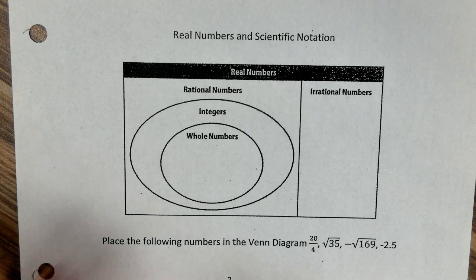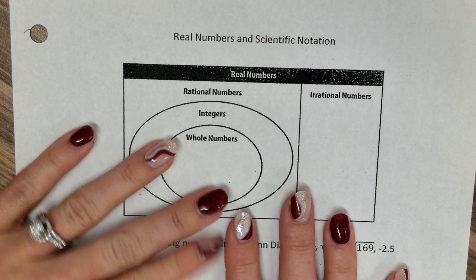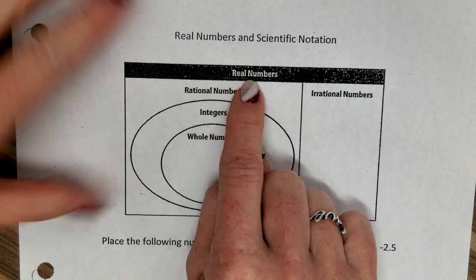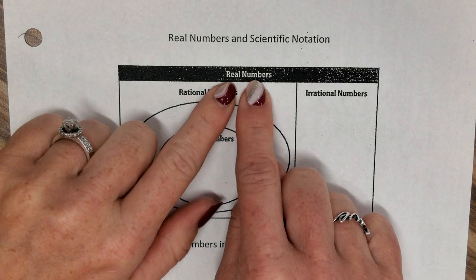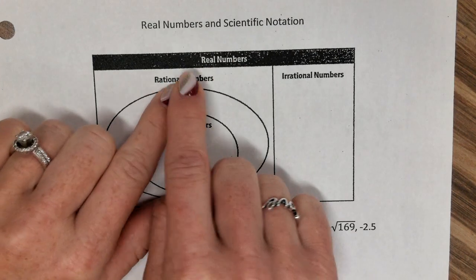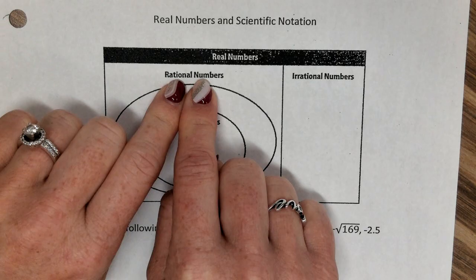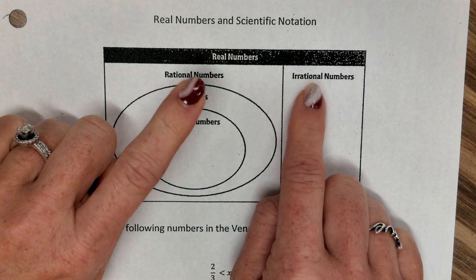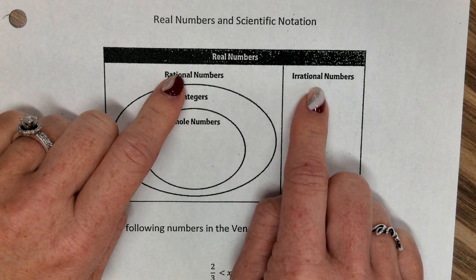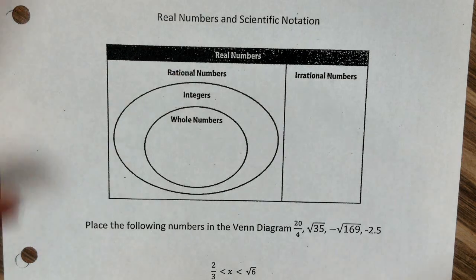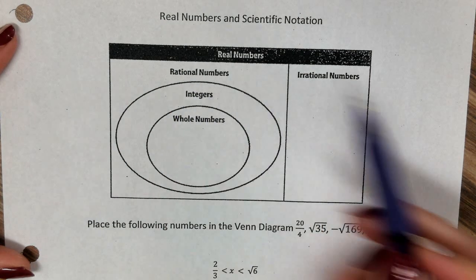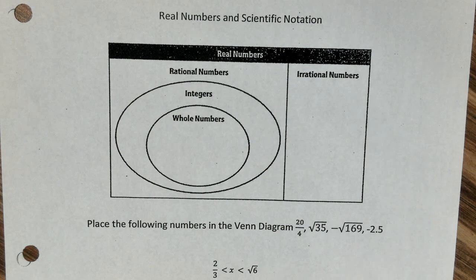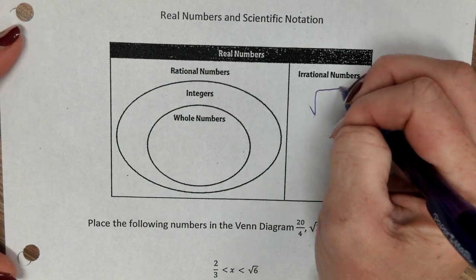All right, this is called the real number diagram. All numbers in 8th grade math are real. They are either rational or irrational. What's the difference? Does anybody remember? These numbers can be made into fractions and these can't. So basically all you need to know is the irrational ones are your square roots.